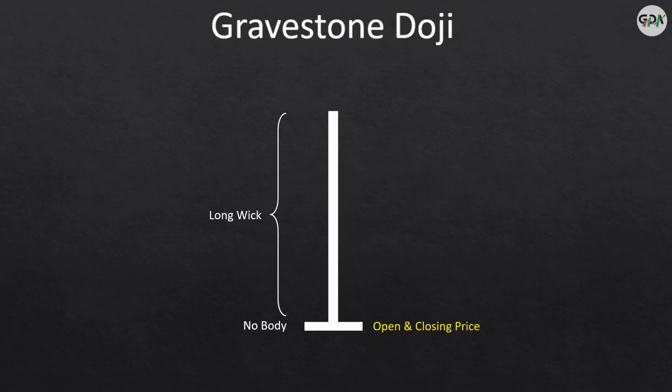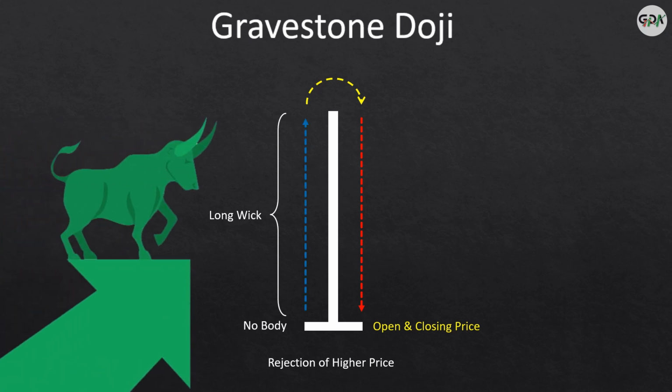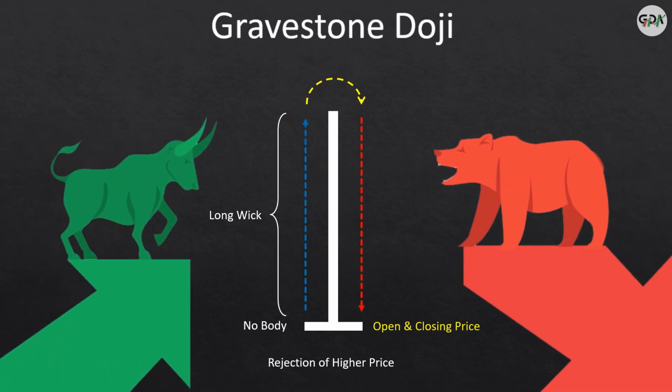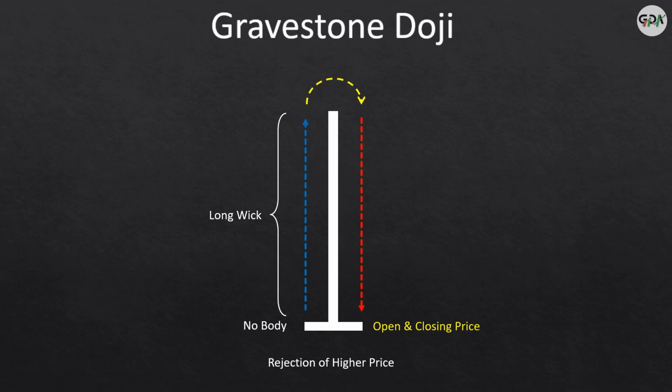Candle was opened here, initially traveled in upside direction, thereafter rejected the higher price, came down and closed exactly at the open price. As we can see, that initial move was supported by bulls and this was countered by bears who drove the price back down. We can consider this psychology a potentially more bearish signal when it happens at resistance level.